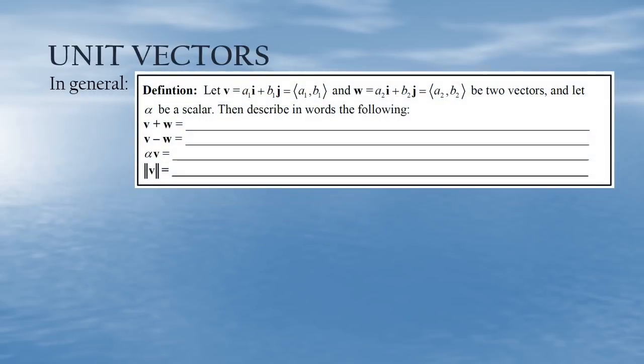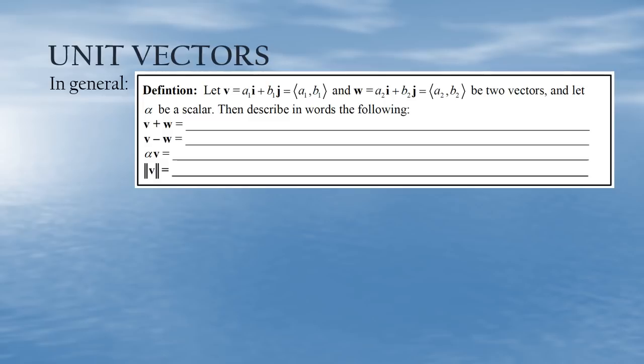So in general, let's define some things that we've talked about. Let v equal a i plus b j, and that's equal to the components a and b. And we're going to call that a sub 1 and b sub 1, because in vector w we see a and b again, so we're going to call those a sub 2 and b sub 2. So vectors v and w we've written in component form. Let those be 2 vectors, and let alpha be a scalar.